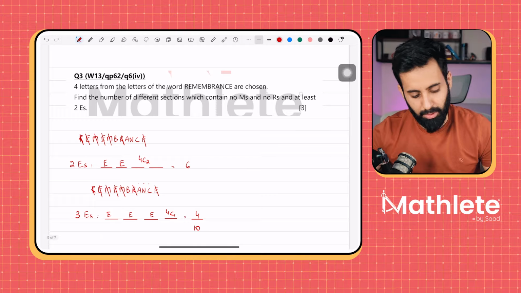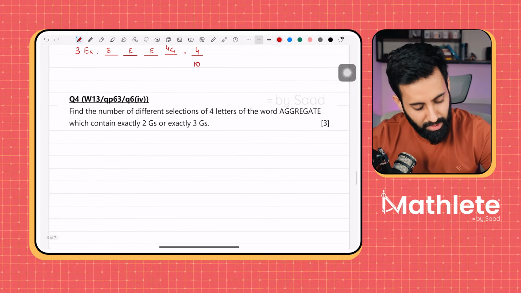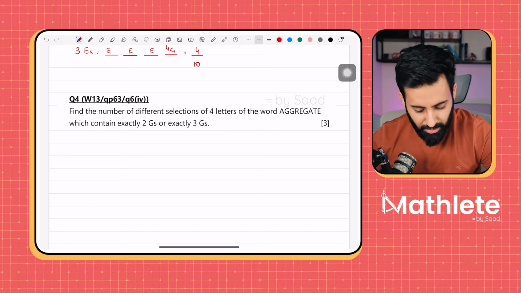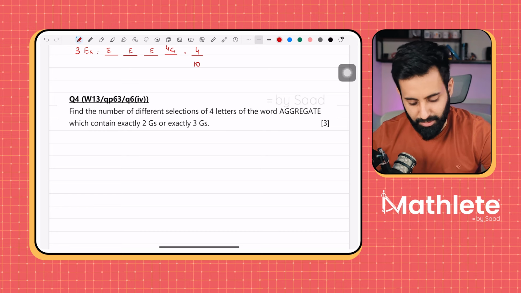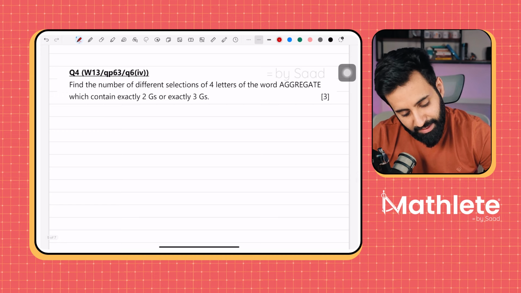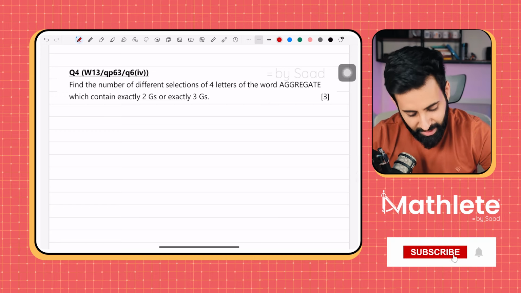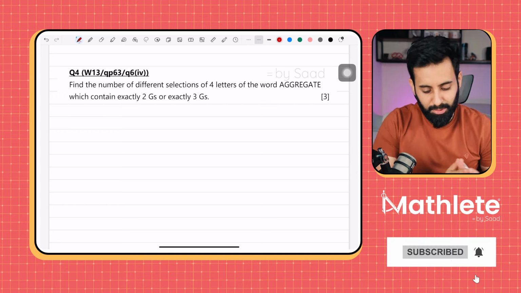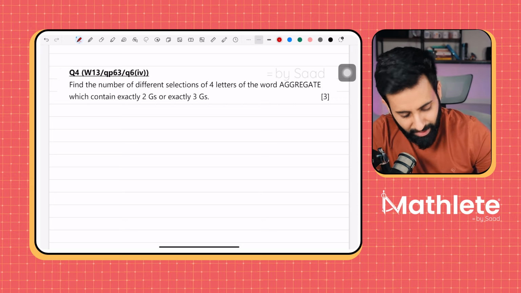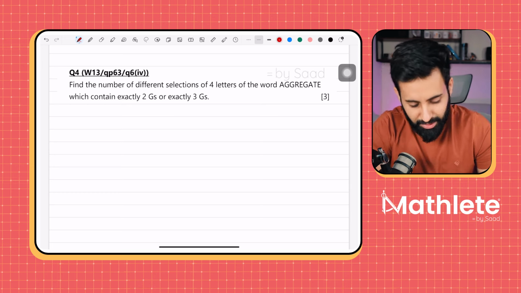Okay, so I hope you guys are following. Let's solve another question. It says, find the number of different selections of 4 letters, so consistently we're selecting 4 letters, which contain exactly 2 G's or exactly 3 G's. Okay, so exactly 2 G's or exactly 3 G's. Now this is a slightly complicated question, so make sure that you're paying attention.